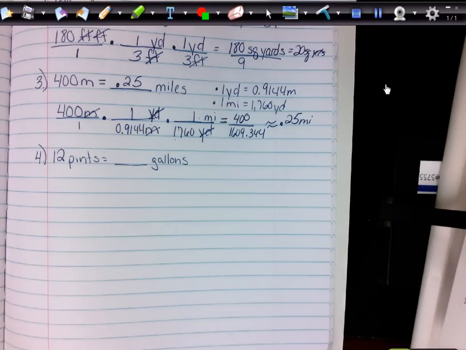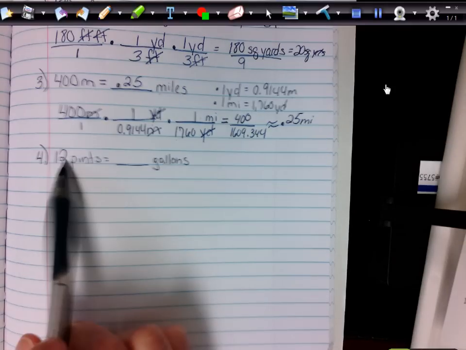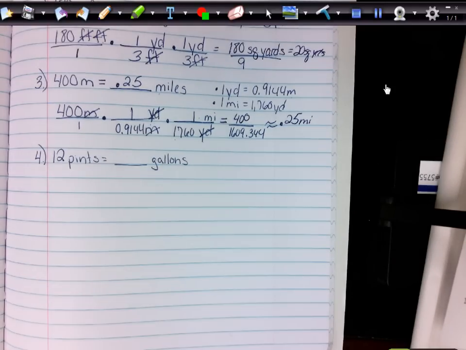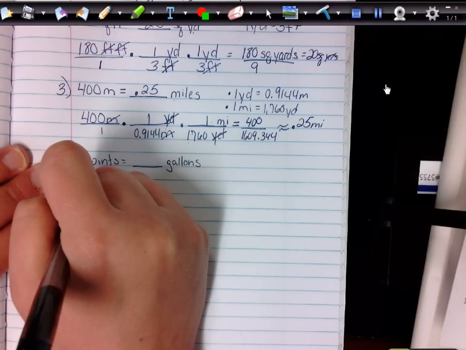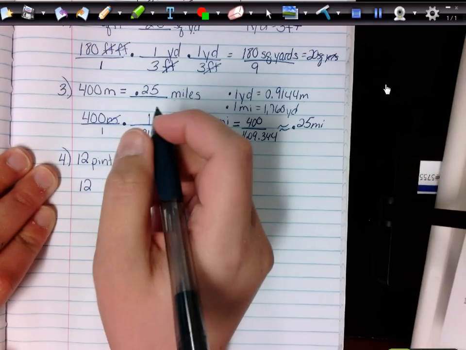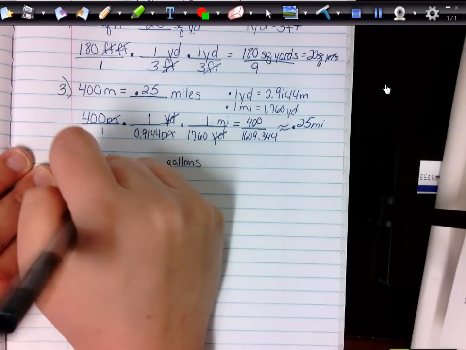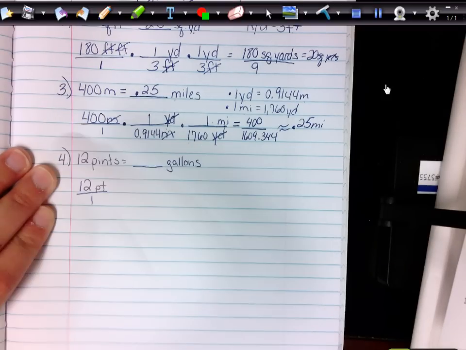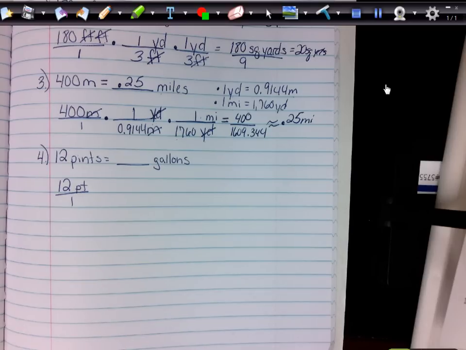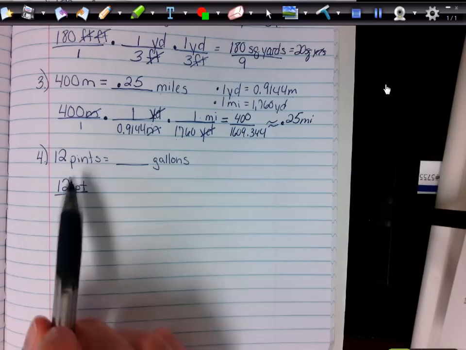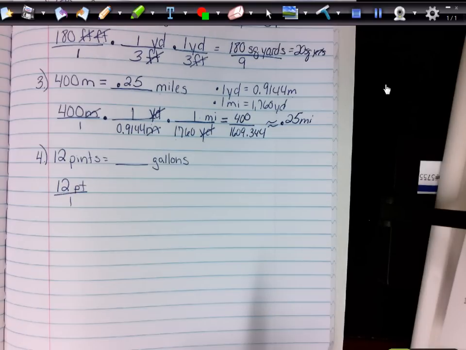All right, here's number 4. Number 4 says 12 pints equals blank gallons. So we want to go from pints to gallons. Just like I've done in all the rest of them, first I'm going to put 12 pints over 1. And then I need to look at my conversion sheet and figure out how do I get from pints to gallons.